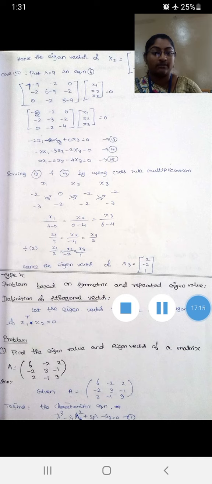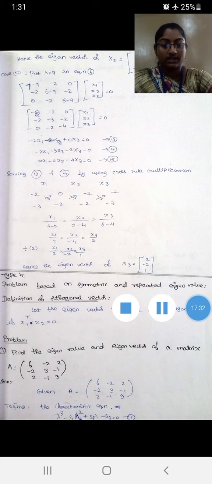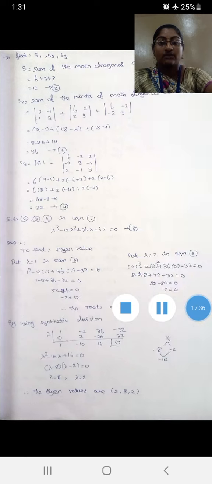Here our square matrix is equal to its transpose, so I can easily say that the given matrix is symmetric. In the solution, write the given matrix as it is. Next, to find the characteristic equation, my formula is lambda cube minus s1 lambda square plus s2 lambda minus s3 equal to 0. Mark this as the first equation.